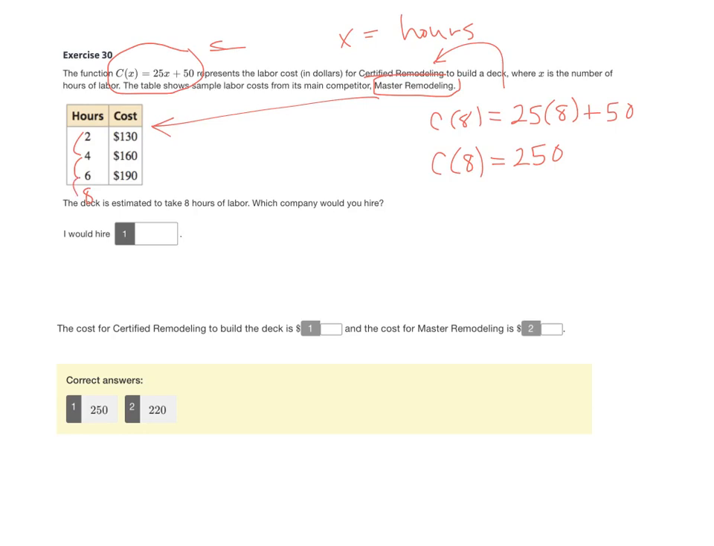2, 4, 6. It's going plus 2. Here it's going 130, 160, 190, so it's adding 30 each time. 190 plus 30 would be 220. So, would you choose master remodeling? That would be $220 for 8 hours of labor. Or would you choose certified remodeling? That would be $250, right? The deck is like, which company would you hire? I would hire master.